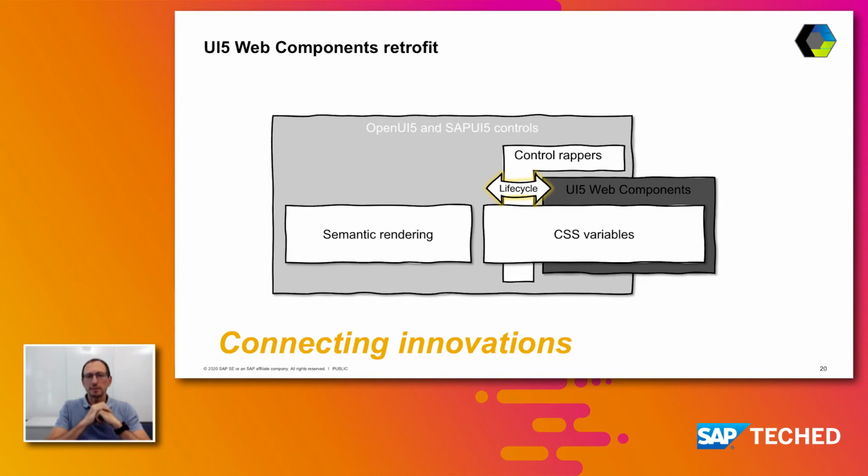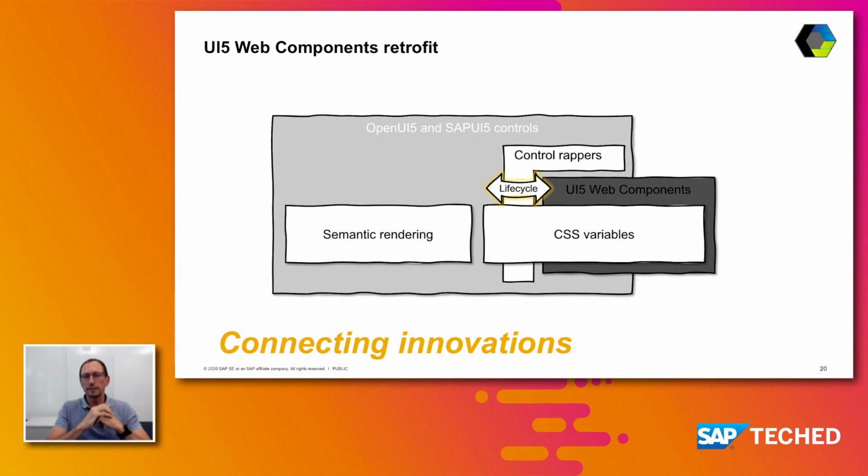And now you can nicely see how these innovations fit together. We have now connected three innovations. We have connected web components with CSS variables, and we have been able to connect them to UI5 because we have changed UI5 to the DOM-based, to the semantic rendering that you can see here. Because with string-based rendering, you have the disadvantage: if you do a screen update, a complete subtree is replaced, and all web components in that subtree would completely lose their state, and this is definitely a no-go.